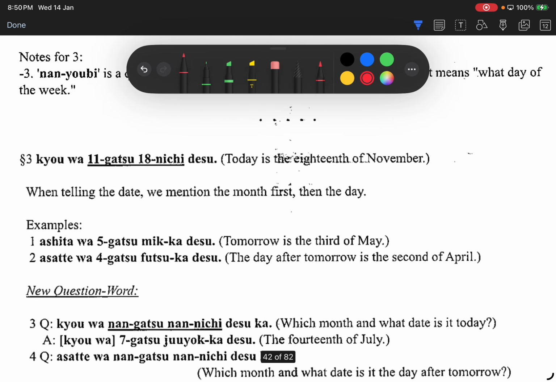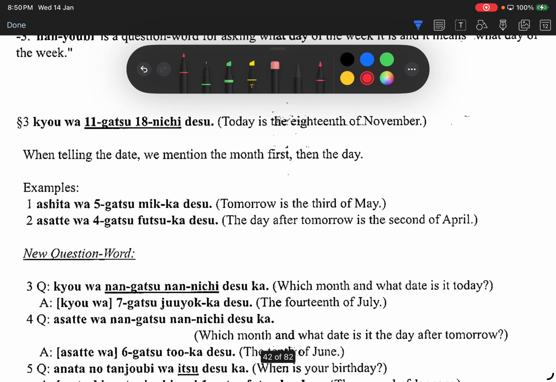Okay, then we move on to number 3. 11月18日です。So this is about the calendar month and the calendar day. Same thing, we talked about it in the appendix before. Remember, for the month, in English we say January, February, March. In Chinese and Japanese we go by the number. So the first month of the year is 1月, literally 1 month. The first month. Then 2月, 3月.